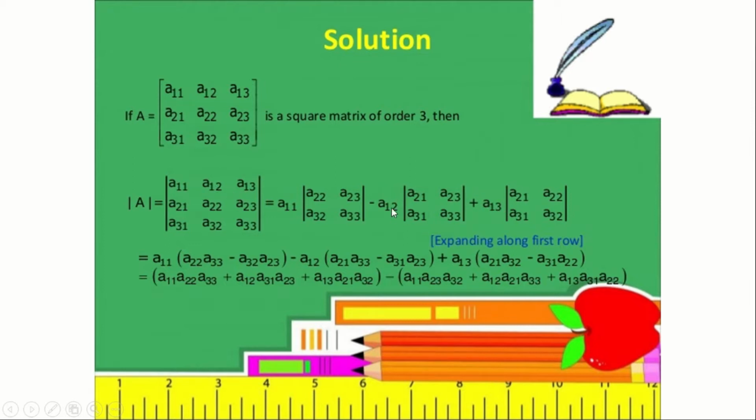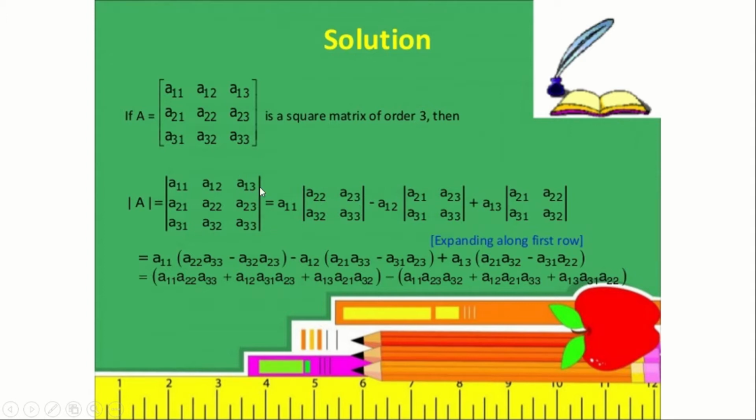Okay, so minus A12. If you are considering A12, this column and this row will be deleted. The adjacent elements of that row will be deleted. So if it is deleted, the remaining will be A21, A23, A31, A33.